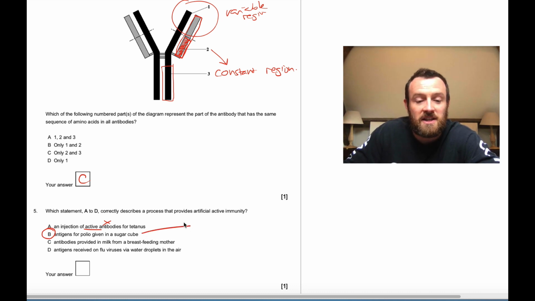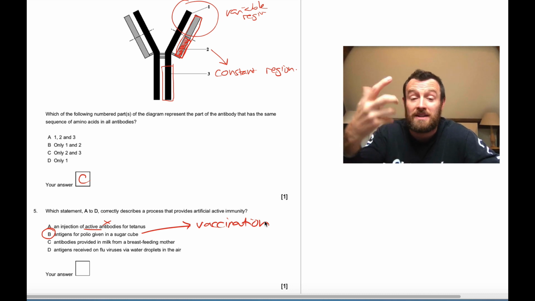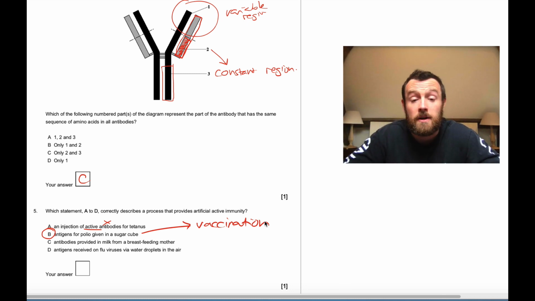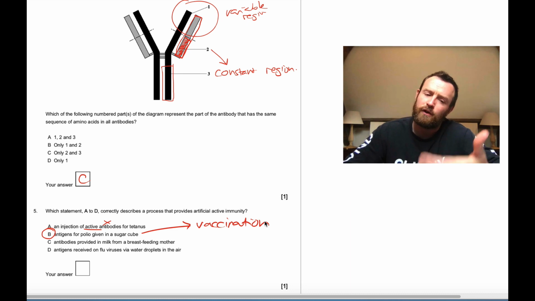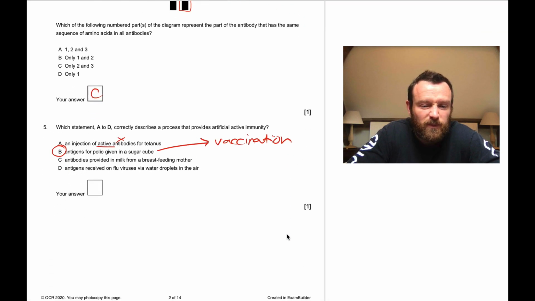This is tricky, so this is a type of vaccination. For polio, the vaccination is actually an oral vaccination. Basically, there's antigens on the sugar cube. You eat the sugar cube, your body learns to recognize the antigens from the surface of the virus and generates your own antibodies. Your body is actively making your own antibodies, but it's been artificially trained to do so. Okay, all right, moving on to the next few questions.